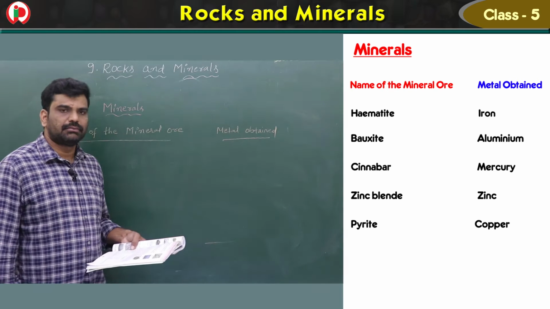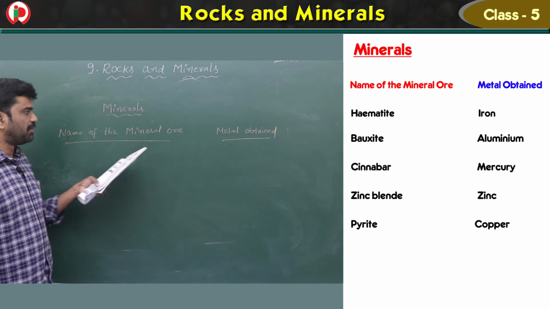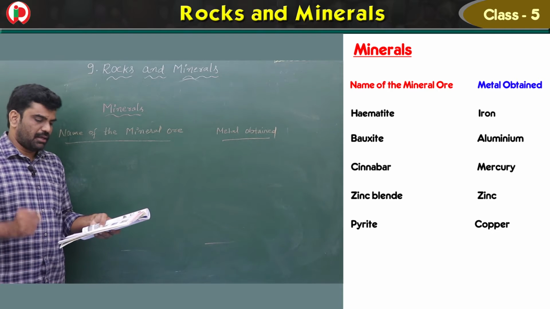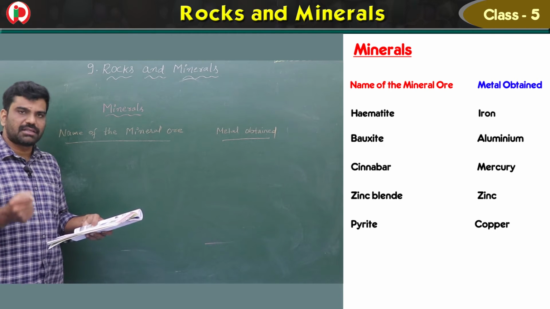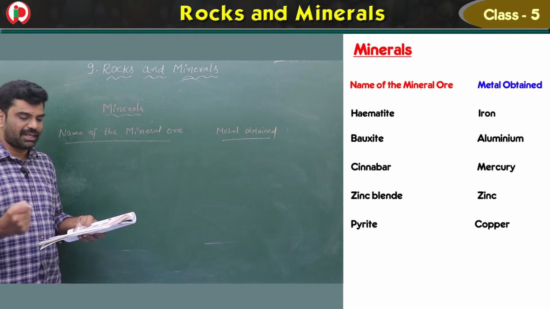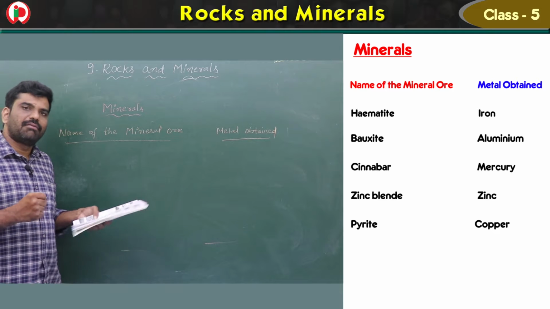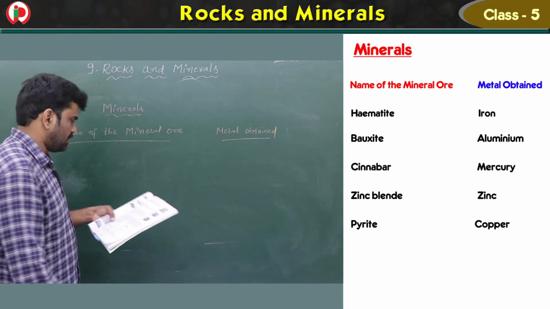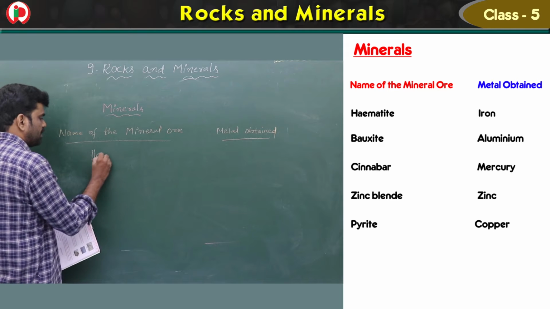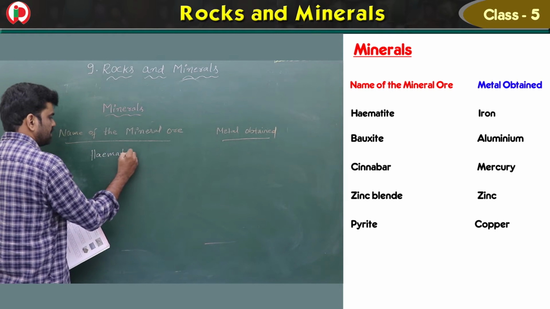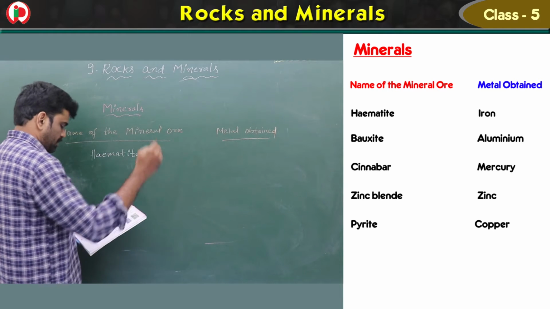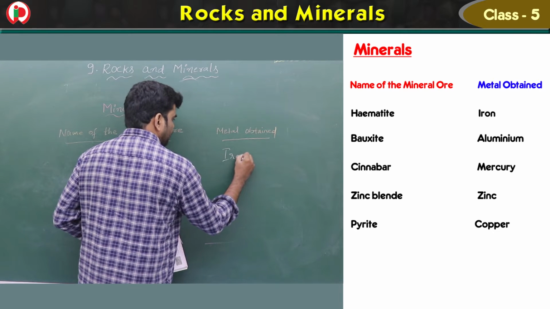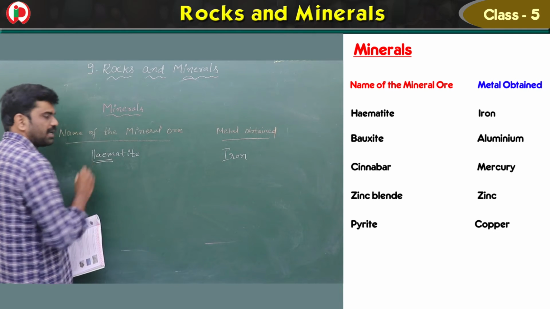Okay, now see, children, name of the mineral ore and metal obtained. Already I told you that hematite, bauxite, cinnabar, pyrite are the metallic minerals. These are called ores. From these ores we will get different types of metals. Let's see, the first one is hematite. What is the metal that is obtained from hematite? Iron. Heme means iron.